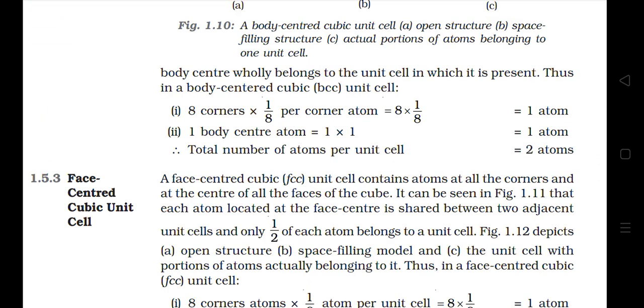in the unit cell, 8 times 1 by 8 equals 1 atom. One body center equals 1 atom. Total number of atoms per unit cell is equal to 2 atoms.